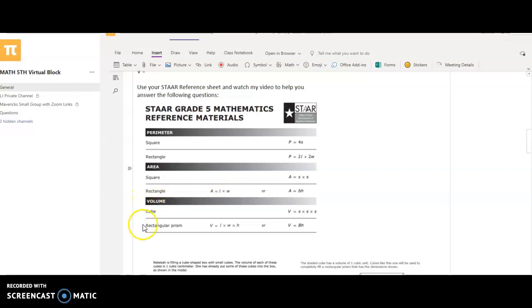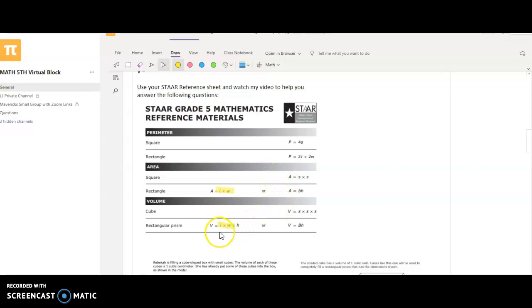Let's take a look at our formula for a rectangular prism. Volume is equal to length times width times height. Does something look similar between the two? If you noticed that the first two things you multiply together for volume look exactly like area, then you would be correct.